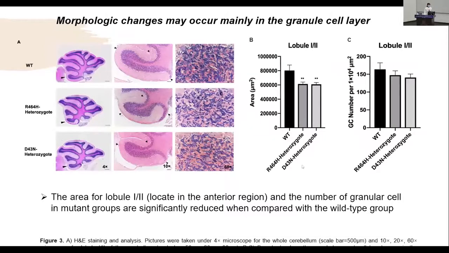To examine the morphological changes of the cerebellum in mutant mice, we applied H&E staining to paraffin sections of the cerebellum samples. The area of each lobule and the number of granular cells were measured or counted. The results show that the area of lobes 1 and 2, located in the anterior region of the cerebellum, and the number of granular cells in the mutant groups were reduced compared with the wild type group. This suggests that there may be atrophy in the anterior domain of the cerebellum, and the degeneration may mainly occur in the granular cell layer.